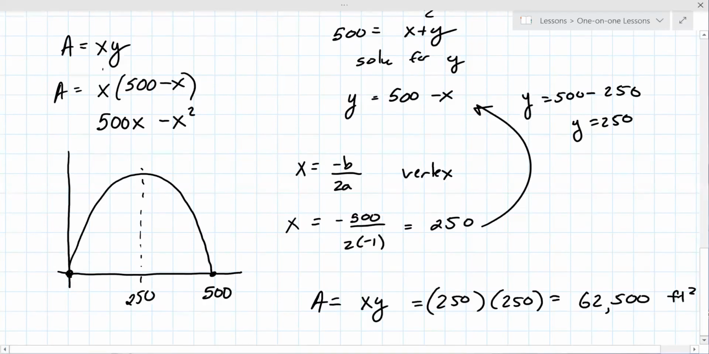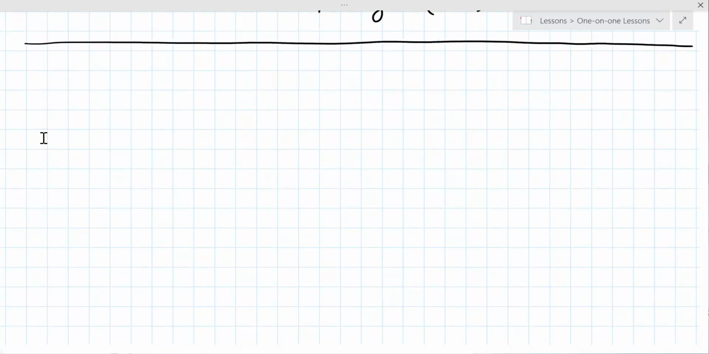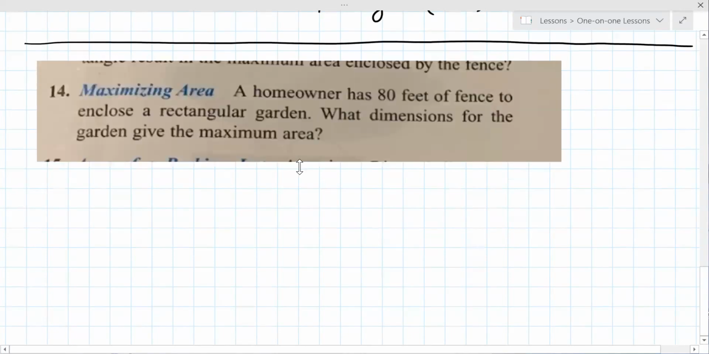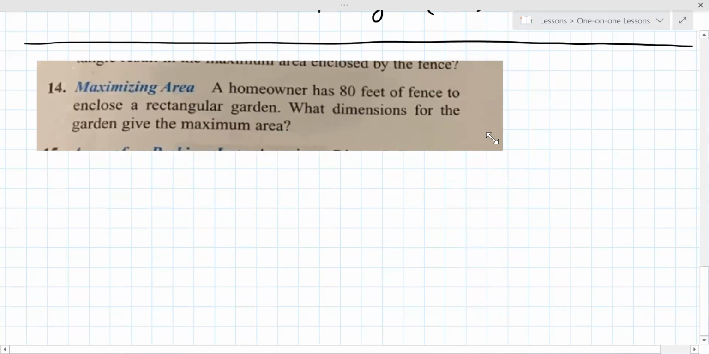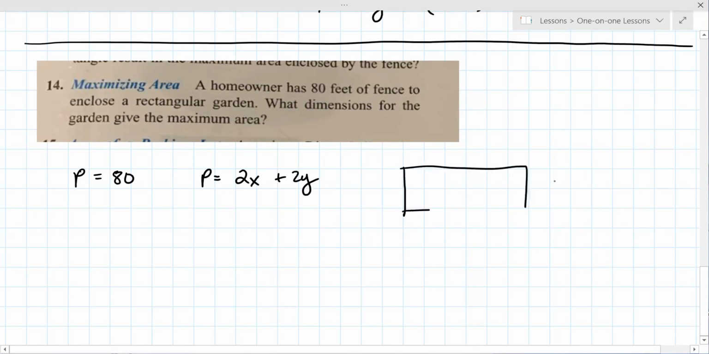A homeowner has 80 feet of fence to enclose a rectangular garden, so we know that's the perimeter. So we can already write 80 equals 2x plus 2y. And so we can find the area, which is xy. A equals x times y.